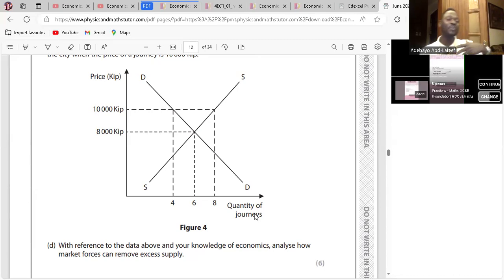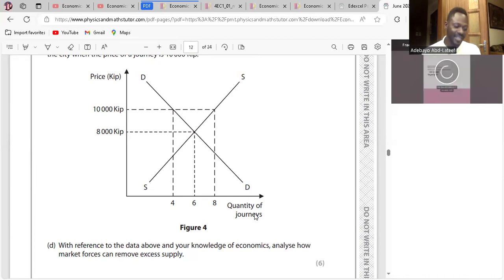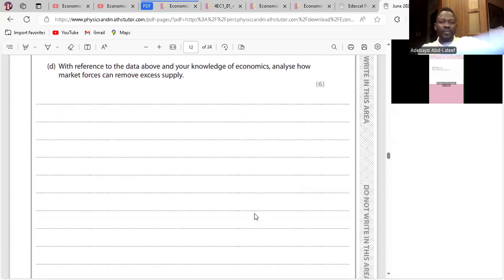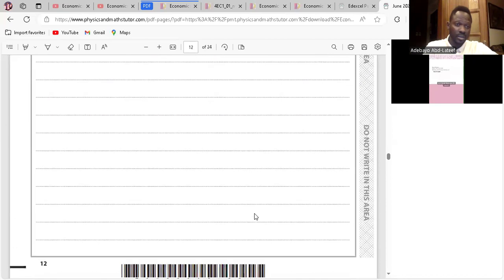When you reduce the quantity supply, you can keep the quantity supply. When you do that, then the quantity goes back to equilibrium. Is it clear? Yeah. So we're done. So move on to D, right? With reference to, okay, now E.